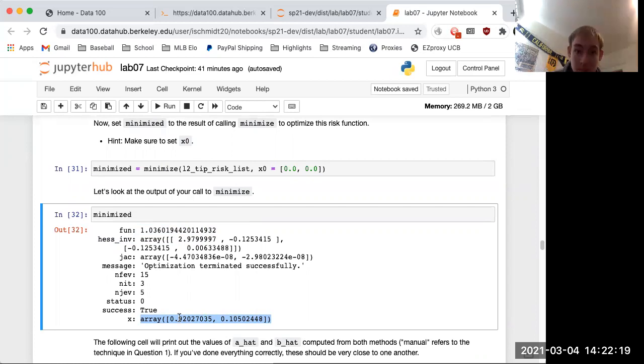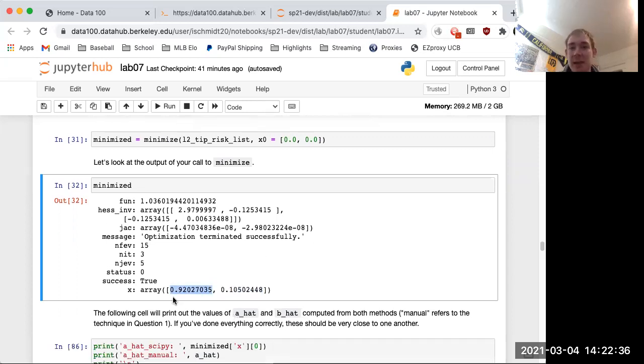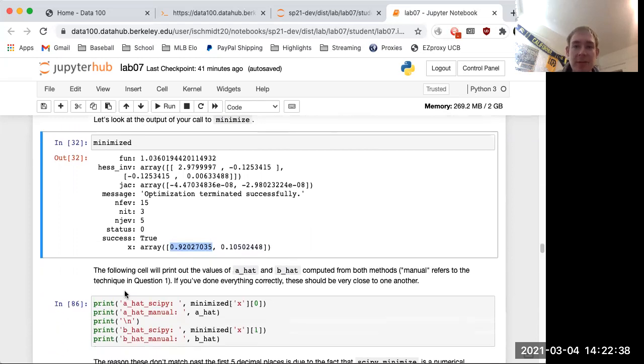Here, X is what's being passed into the minimizing function, which is really A and B. So this is A and this is B, even though the Python module SciPy calls it X, but really it's A and B. And we can see we get 0.92 and 0.105.